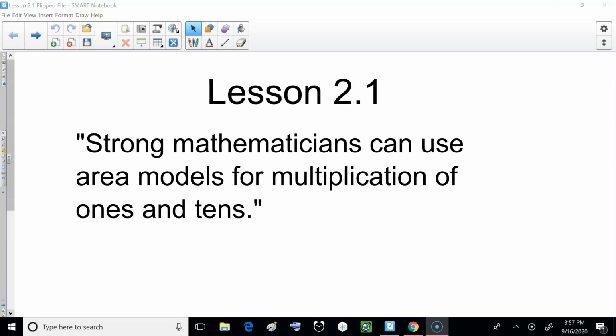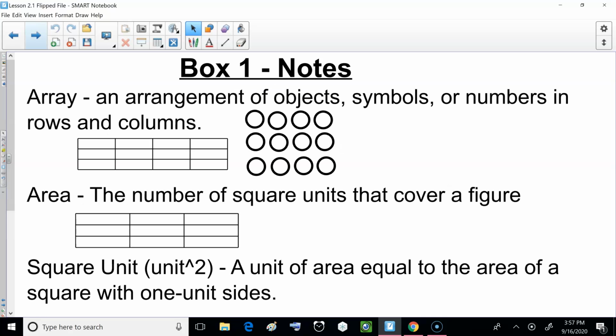Stronger mathematicians can use area models for multiplications of ones and tens. So here's your notebook and your pencil and let's get started. So right now, box 1, notes. We're going to learn some vocabulary words that go with our multiplication unit.